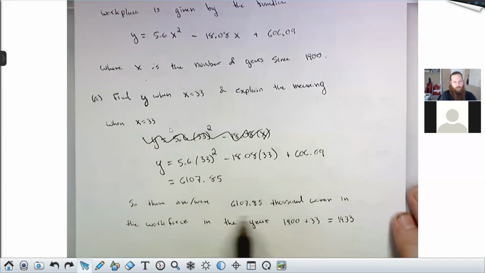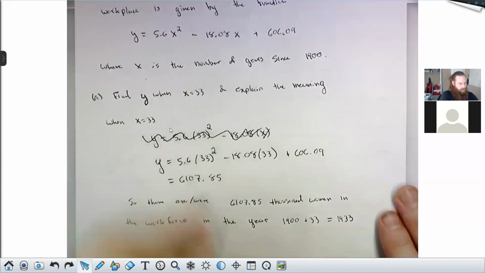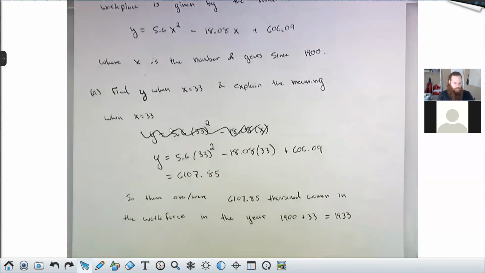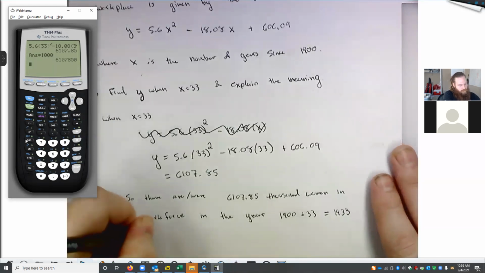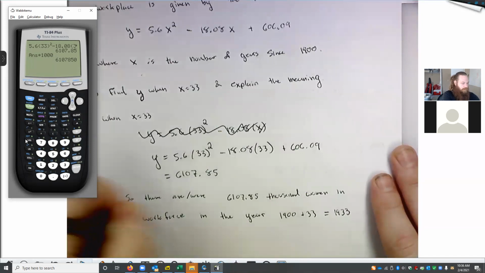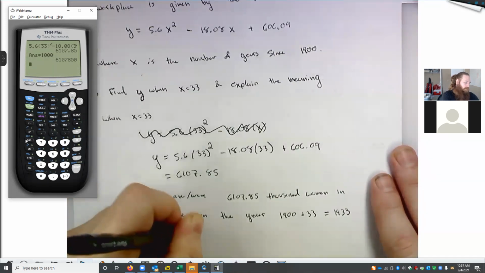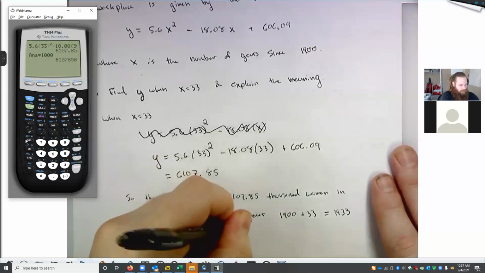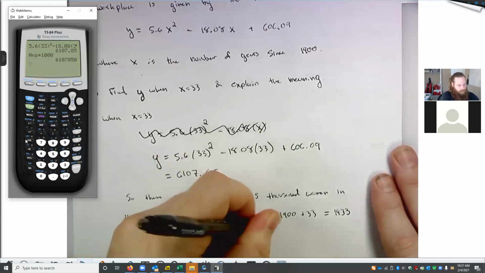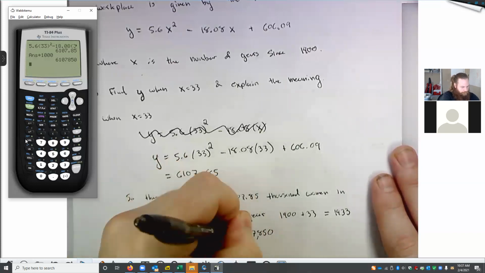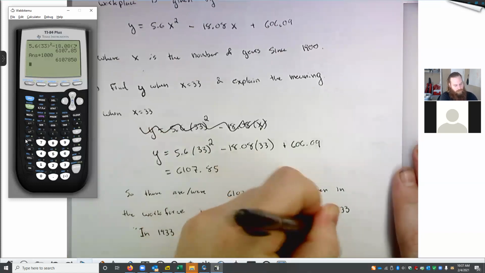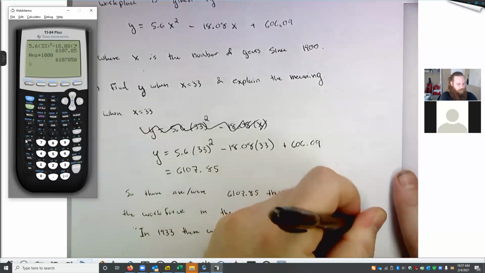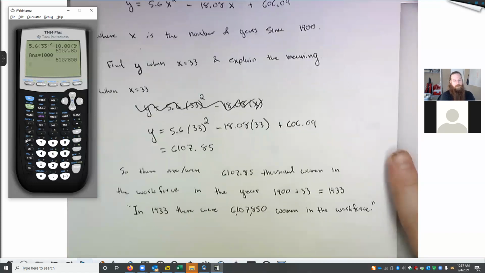Now we should really figure out what this number is. If there's this many thousands of women, then we need to multiply this number by 1,000, which is just going to have the effect of shifting the decimal place over. So I would say this in one sentence as in 1933, there were 6,107,850 women in the workplace or workforce. That would be a good one-sentence answer here.